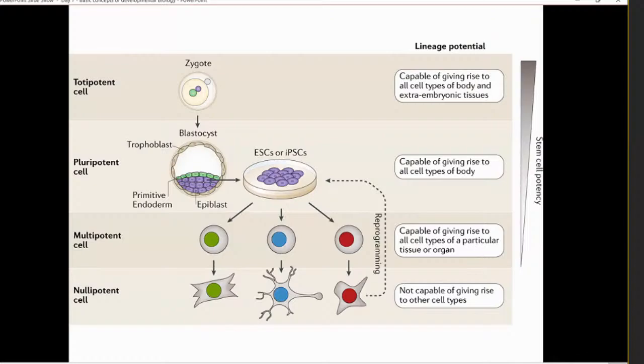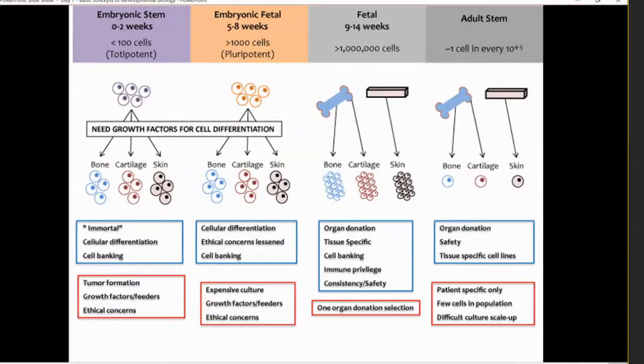It depends on the age of the embryo. In the embryonic stem cell, at 0 to 2 weeks, it is called totipotent. Fewer than 100 cells are there in the human system, in the ovary. At 0 to 2 weeks, there are only 100 cells. After reaching the 5th to 8th week, the embryo has pluripotent cells. Okay, these can grow into various cells. At that stage, more than 1000 cells are there. And then at the 9th to 14th week, more than 10 lakh cells are present in the developing embryo.